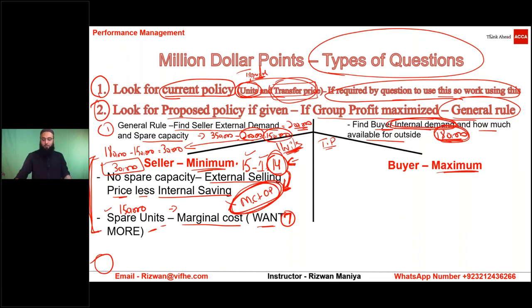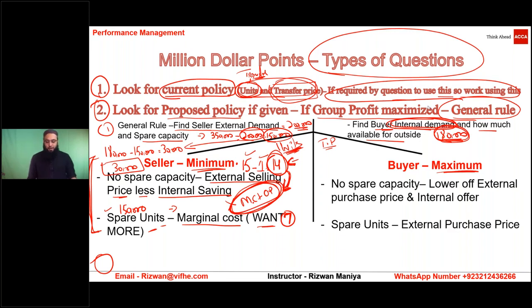Now from the buyer's perspective, maximum. Listen very quickly. The buyer can buy this for 13 from outside, right? If I'm the seller and you're the buyer, try to understand. For these 150,000 spare units, the maximum that the buyer can pay me is how much? 13, because the buyer can buy from outside at the same price. So for spare units, the minimum for the seller is 7 and the maximum for the buyer is 13.